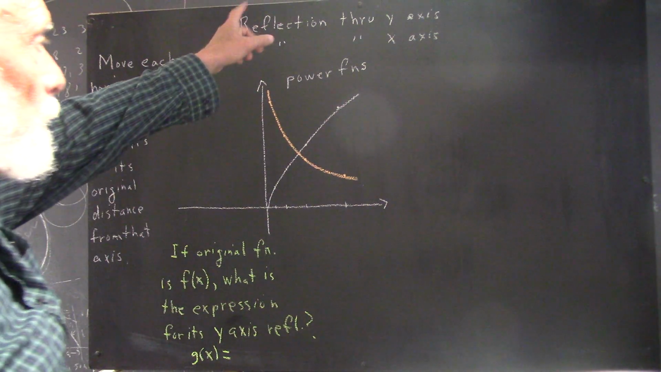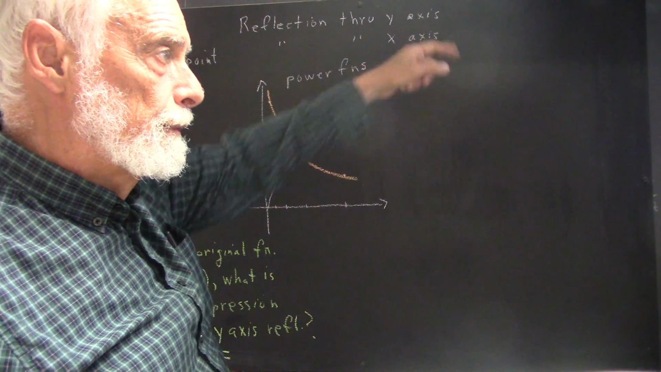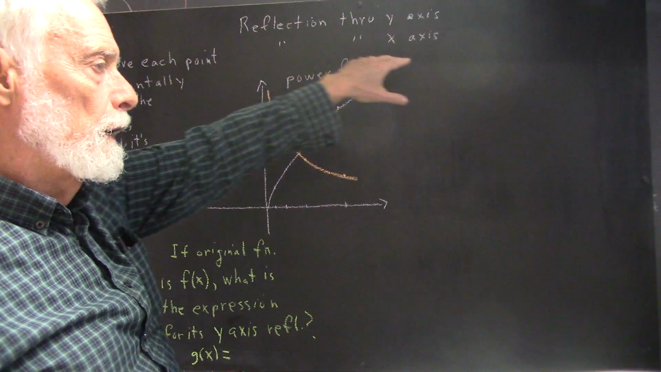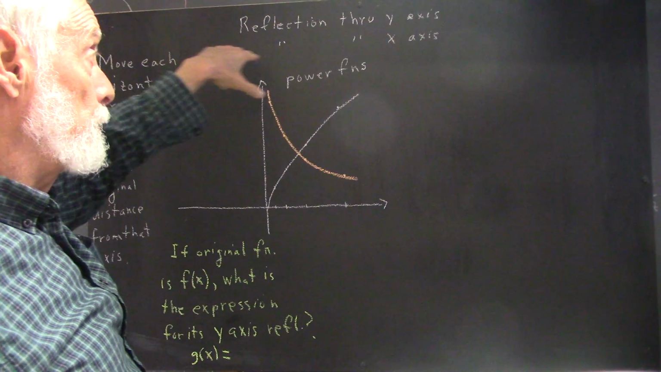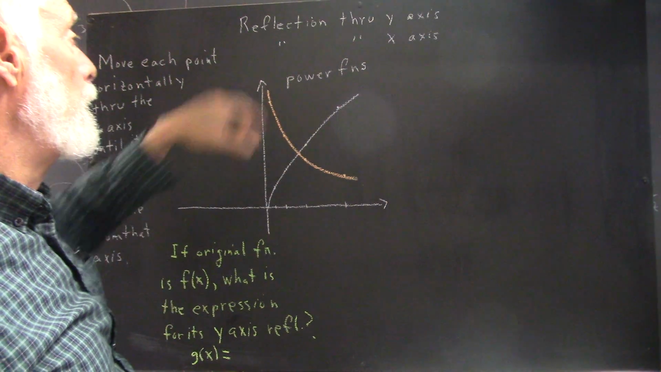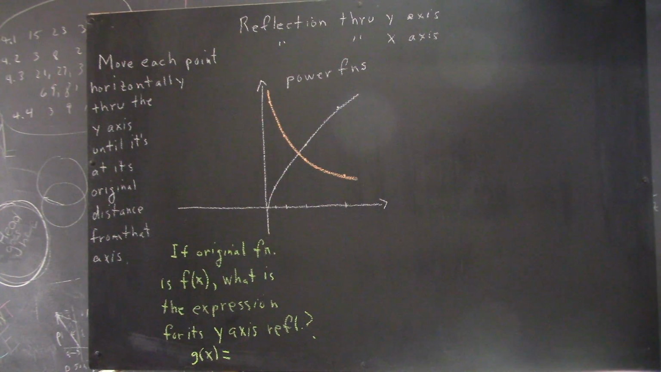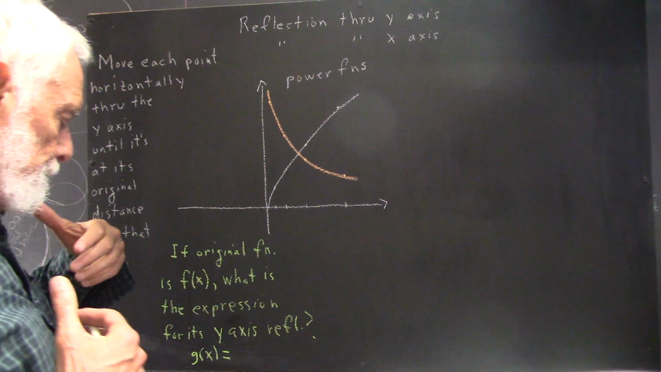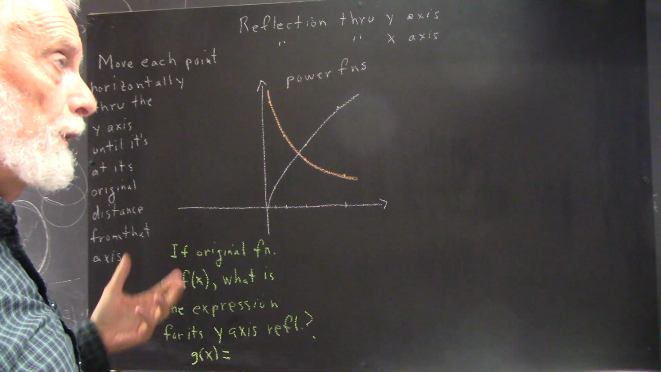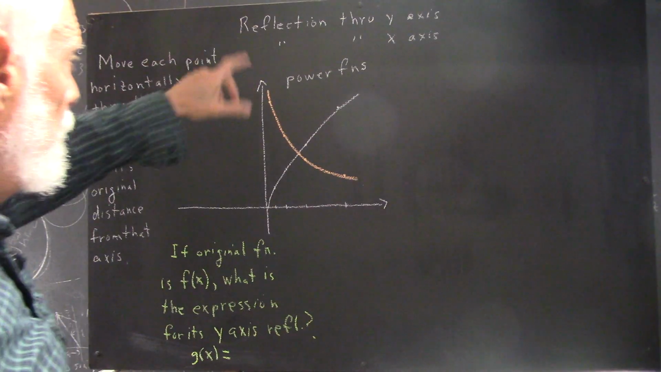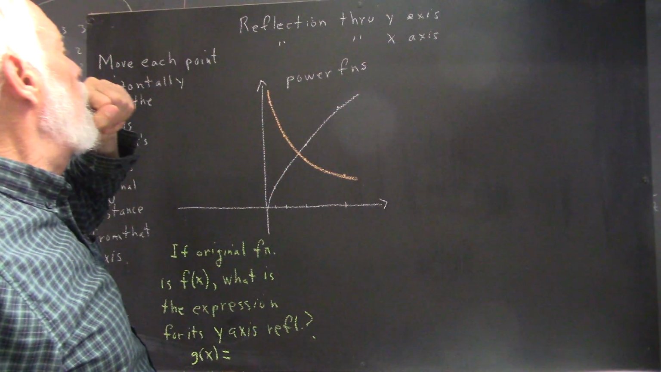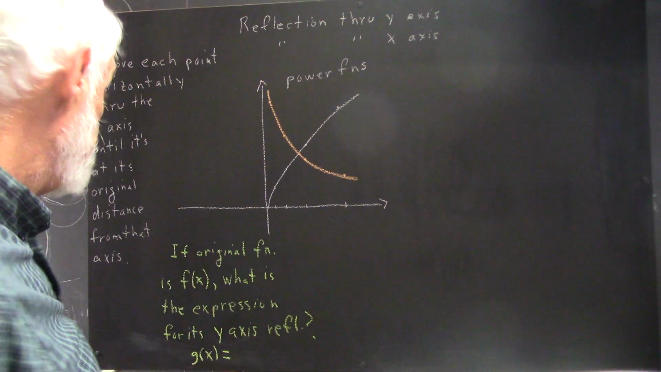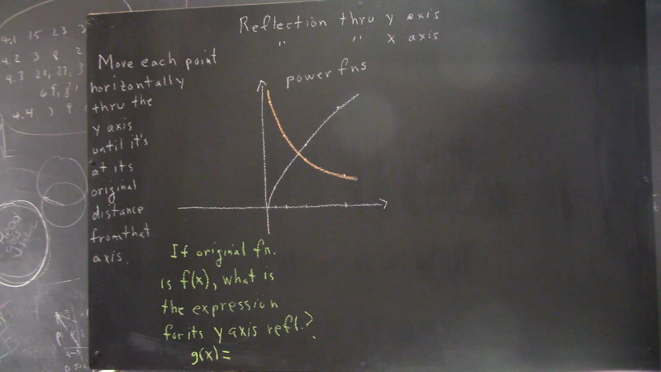Now we want to talk about reflections through the y-axis and reflections through the x-axis, just to be complete. We can accomplish reflections through the x-axis by simply doing a stretching transformation with a negative number, but that would kind of generalize the idea. So let's start with reflection through the y-axis.